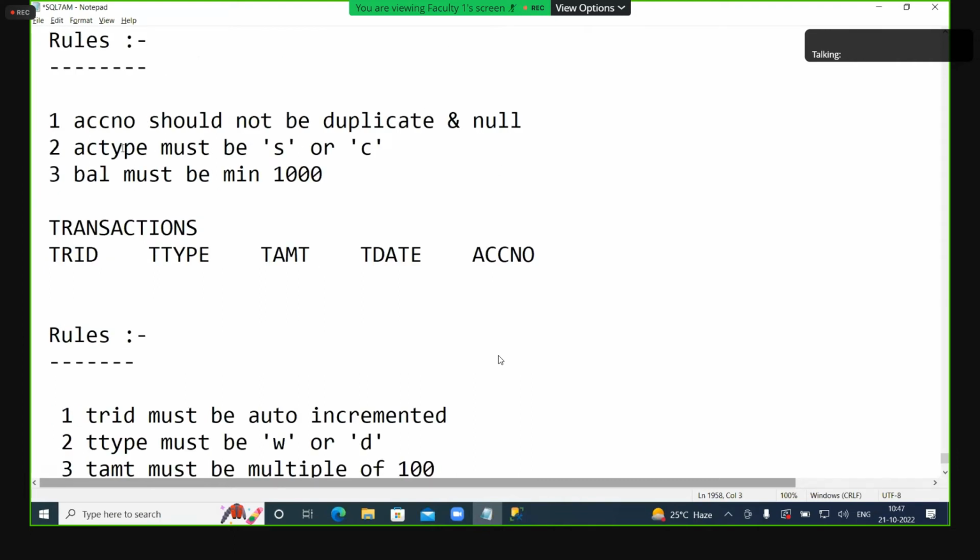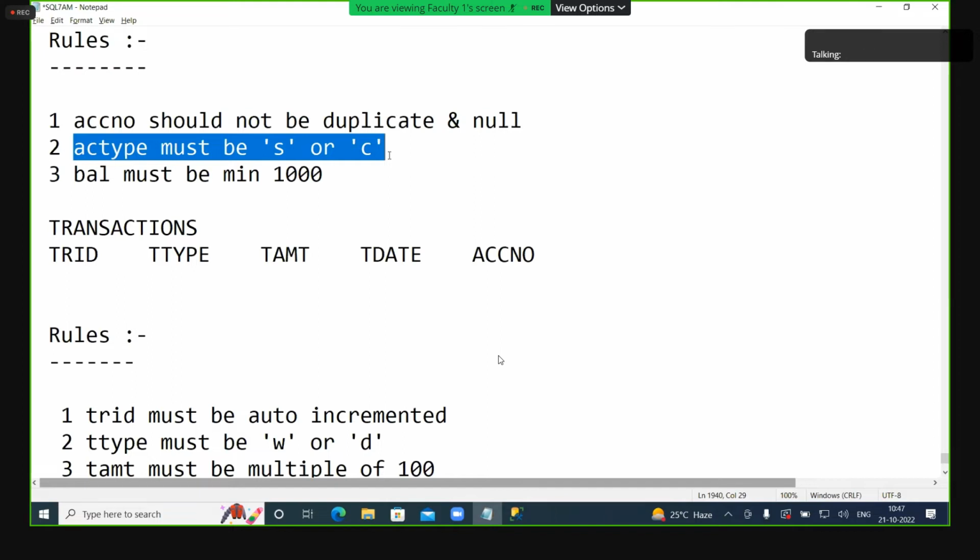I want to declare this rule: account type must be S or C. You know now how to declare this? Check. We use check and set. To declare this rule, what is S, what is C, you don't need to know. If you know, okay. Even if you don't know, no problem. What you must know is how to declare this.